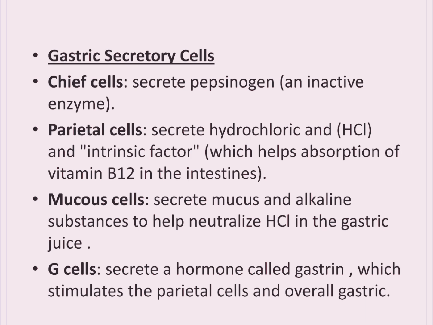Intrinsic factor helps with the absorption of vitamin B12 from the intestine. Mucus cells secrete mucus and an alkaline substance to help neutralize the HCl in the gastric juice. G cells secrete a hormone called gastrin. G stands for gastrin. Gastrin stimulates the parietal cells and overall gastric secretion. So these are the secretory cells.